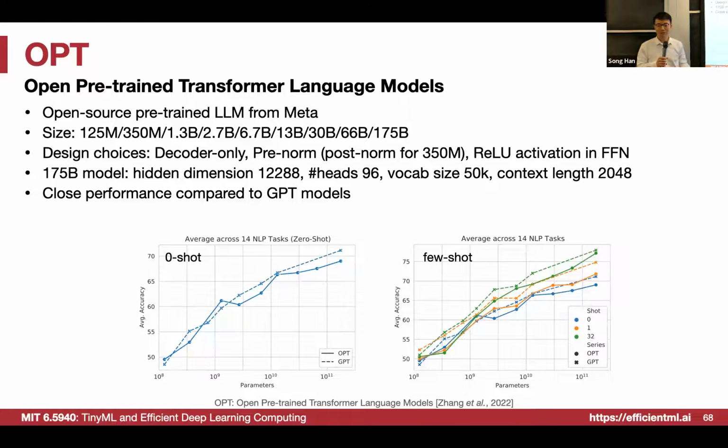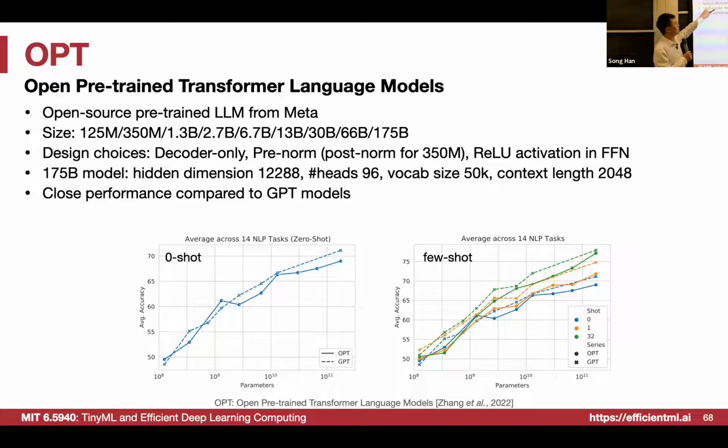The OPT model appeared last year, when I was teaching last year, this model just appeared. It comes in different sizes from 125 million to 7 billion, 60 billion, 175 billion parameters. It's an open source, pretrained language model from Meta. It's a decoder only model, using pre-norm except for one of them, and using the ReLU activation function in the FFN.